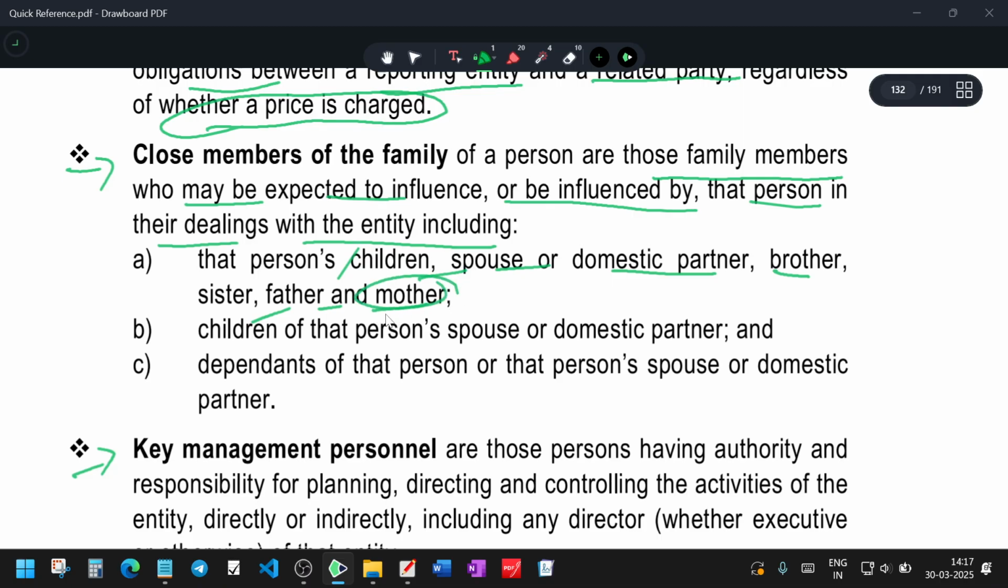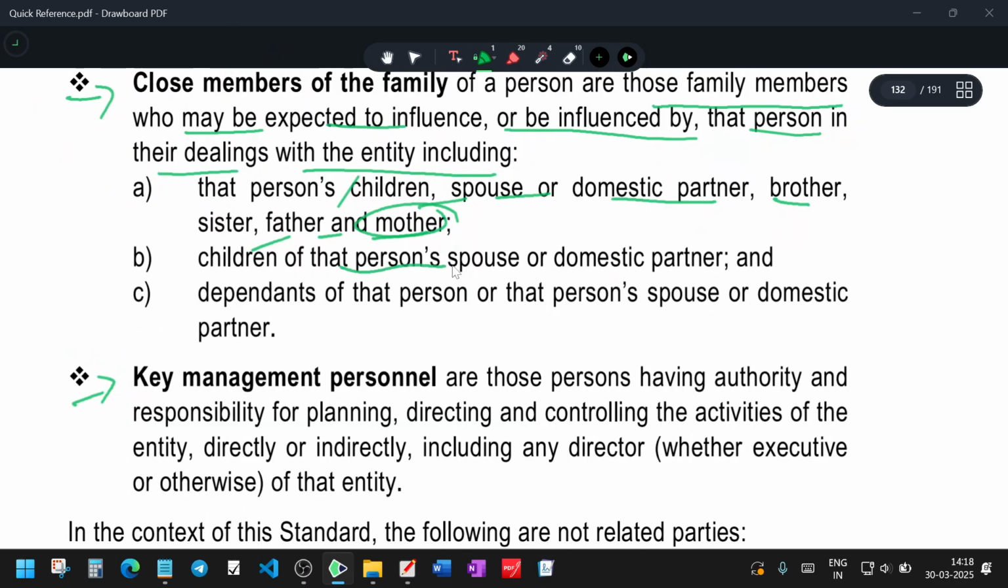My child, my wife, my domestic partner, my brother, my sister, my father and mother, if they are connected. So they are not dealing with me. I say I don't want you to come and deal with me. Deal with my sister, deal with my wife, deal with my husband, deal with my mother. So the transaction should be given, money should be given to her. So this is also a kind of related party.